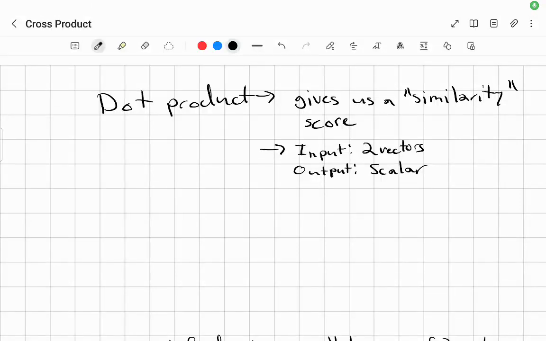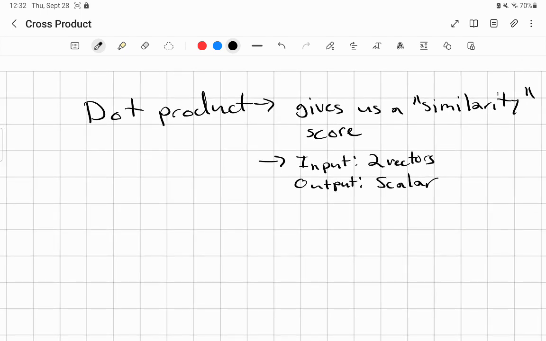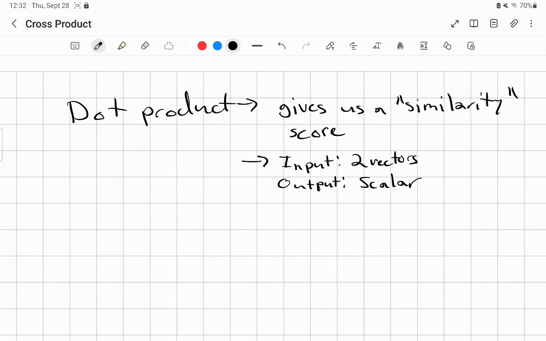Guys, following from our video about dot product, this is going to be a video going over some of the intuitions behind the cross product to give you guys a better understanding of where the cross product comes from and a better way to visualize it.